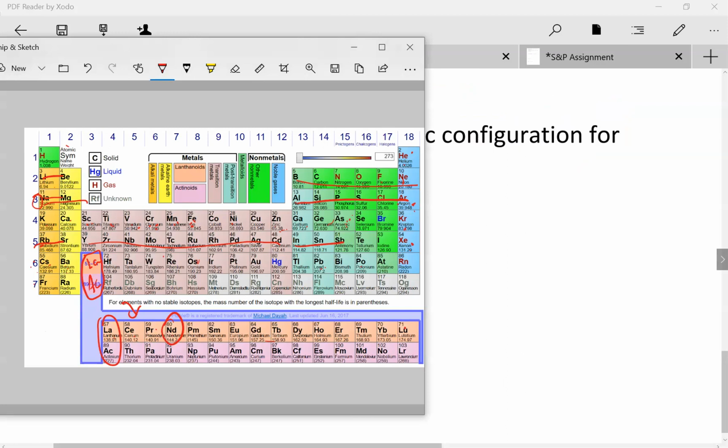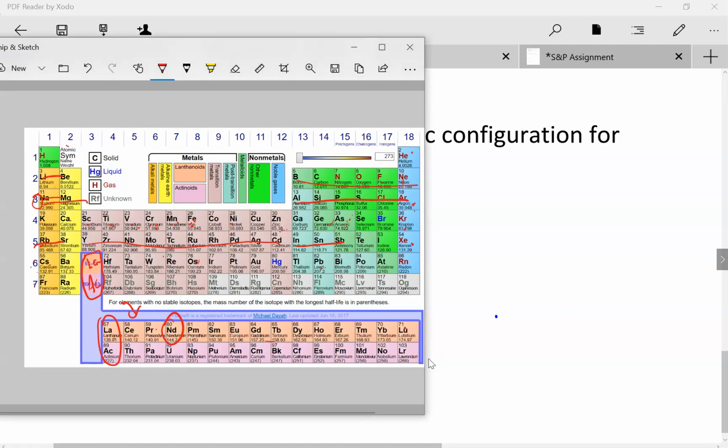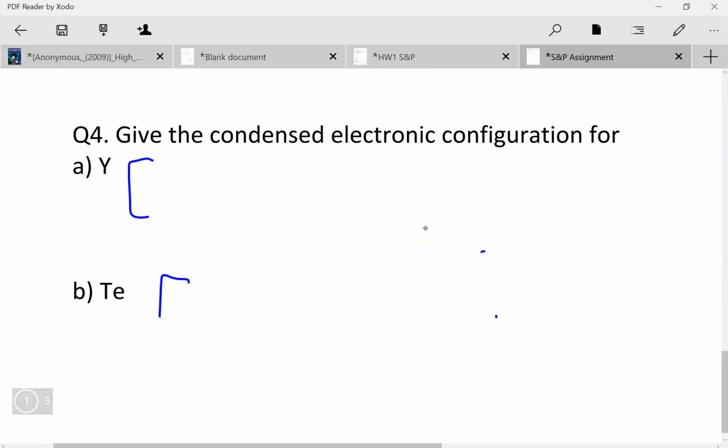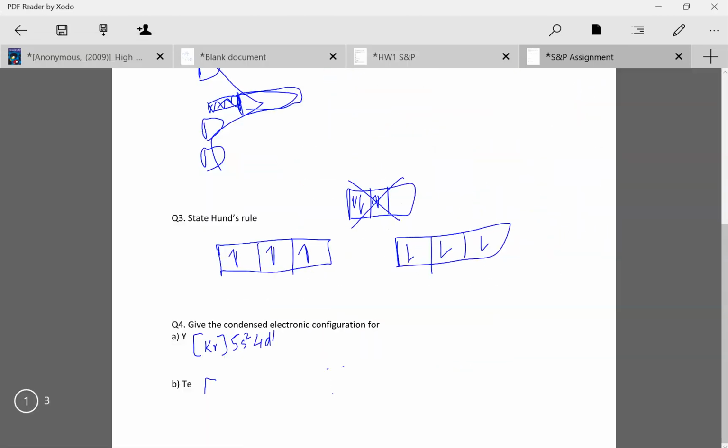Deuterium. Where's deuterium? Deuterium is a 4d1. So the noble gas here is krypton. Krypton 5s2 4d1 for deuterium. Tellurium. Realistically, here we have a 5p4. So again, that's krypton 5s2 4d10, because these ones are the n-1 d orbital and n-2 f orbital, right? So where are we? 4d10 and then 5p4 for tellurium.